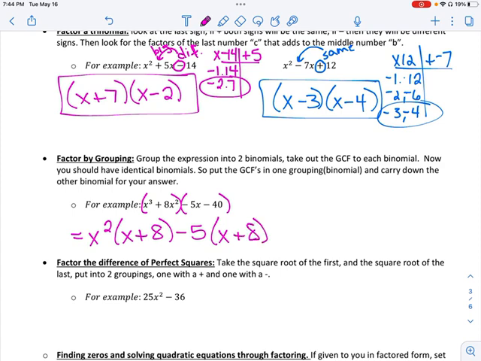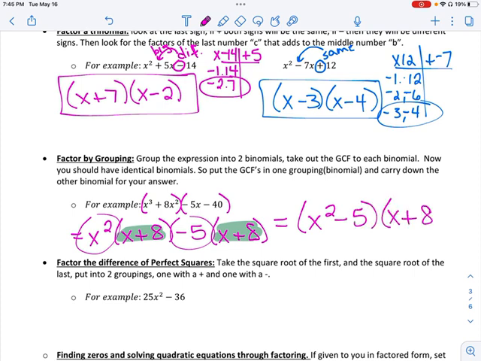Now, when you're done with this step, what is left in your groupings should be the same. If it is not, you have made a mistake or it cannot be factored this way. So then we take the GCFs that we took out, they go together in one grouping, and in your other grouping is that binomial that is left. And that is how we do factor by grouping.